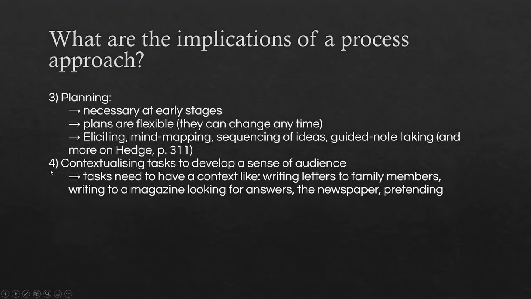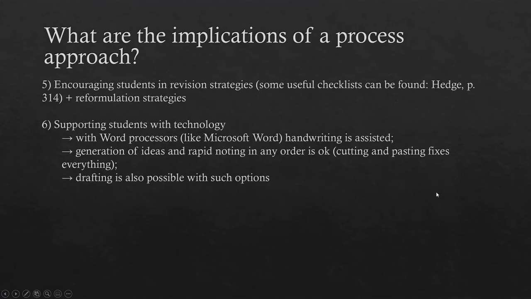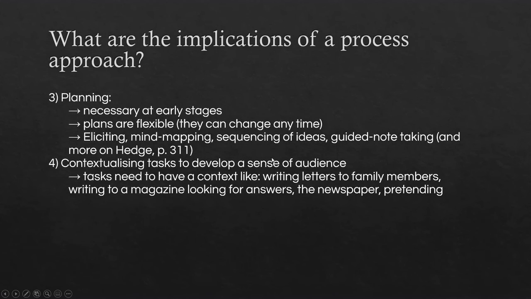Another type of activity you may want to consider is contextualizing tasks to develop a sense of audience, which means that tasks need to have a context, like writing letters to family members, or writing to a magazine looking for answers, or the newspaper, or pretending something. So the idea is that all of your writing activities are associated to a specific context.